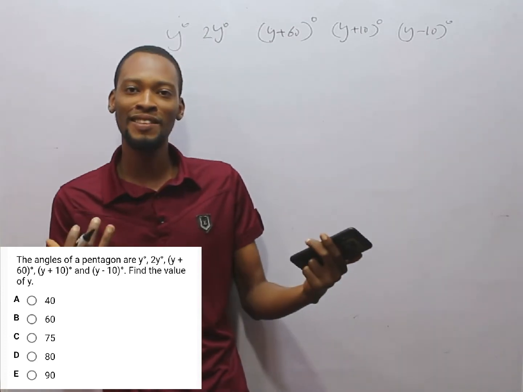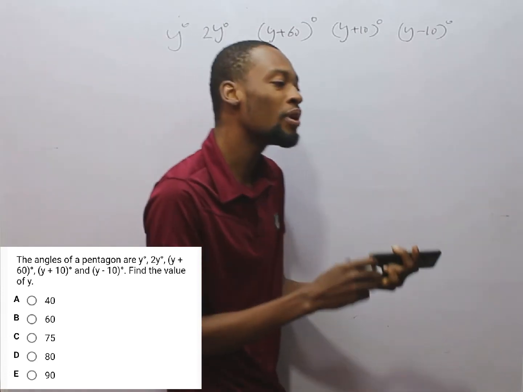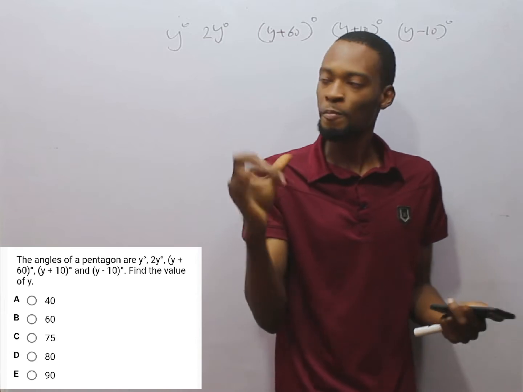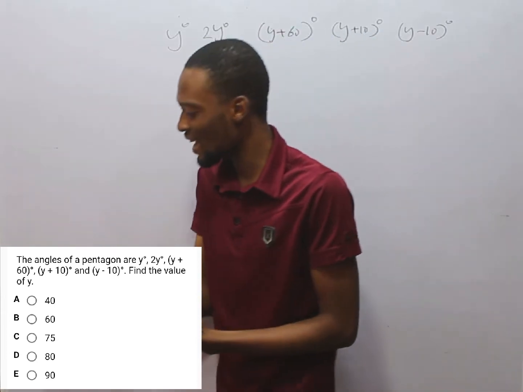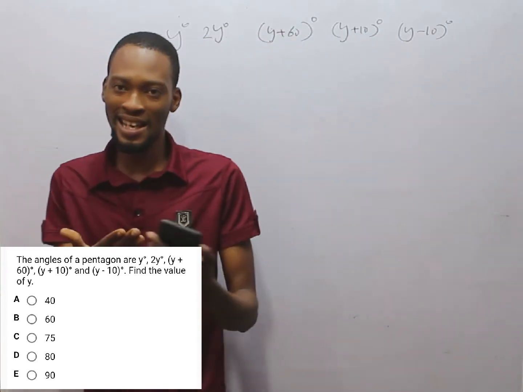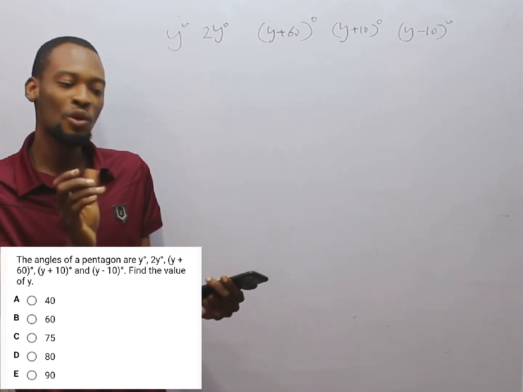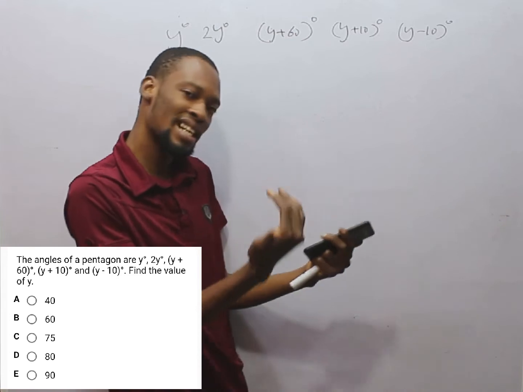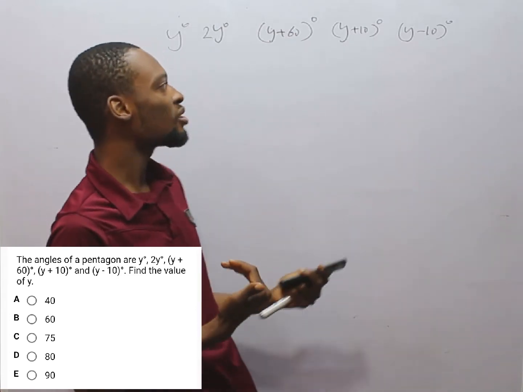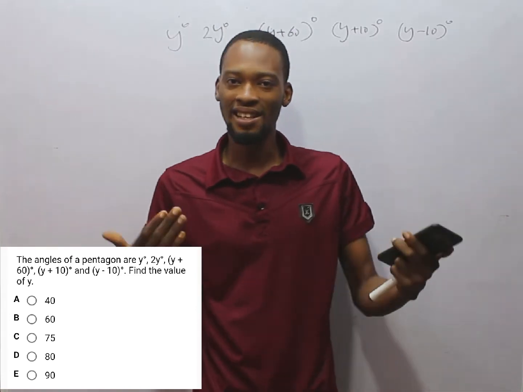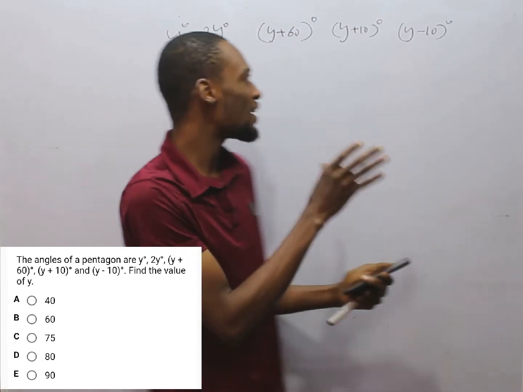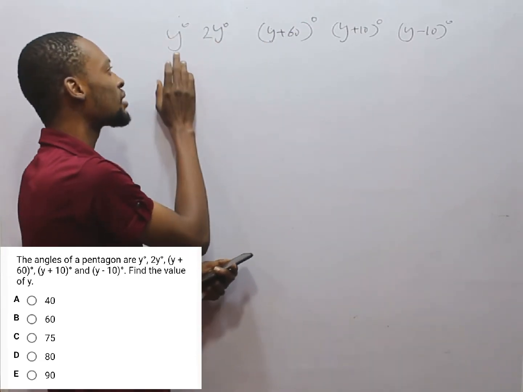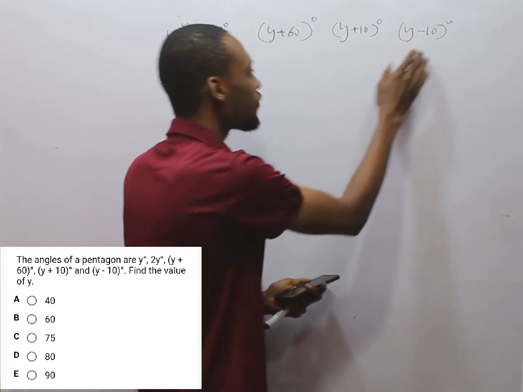And what is a pentagon? A pentagon is simply a polygon with 5 sides. If you are given a polygon with 6 sides, it is referred to as a hexagon. A polygon with 7 sides is a heptagon. With 8 sides, octagon. With 9 sides, nonagon. And with 10 sides, decagon. So we are dealing with a polygon with 5 sides, as you can see, 1, 2, 3, 4, 5.